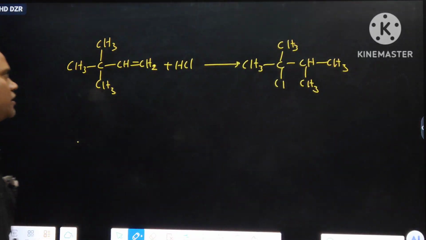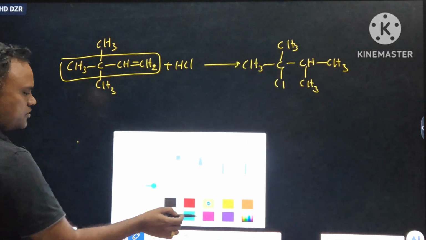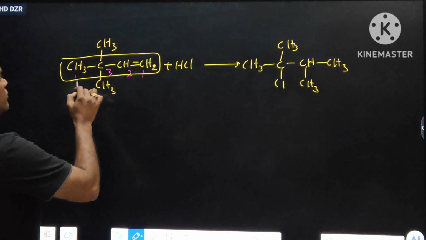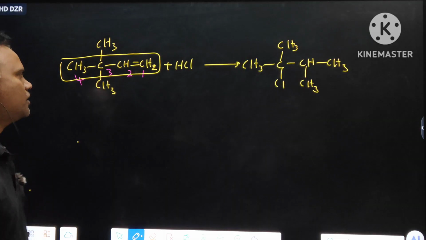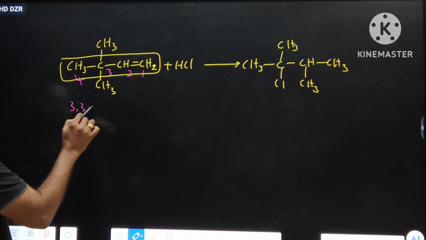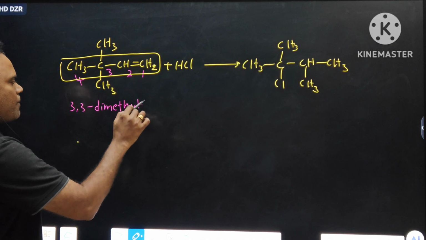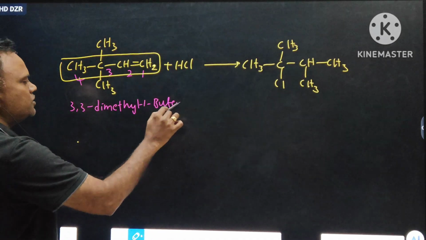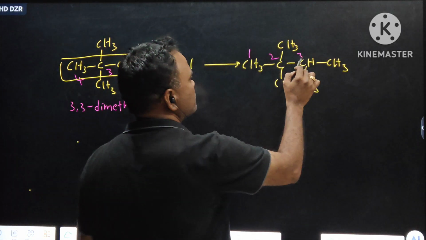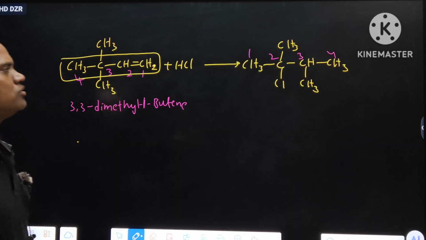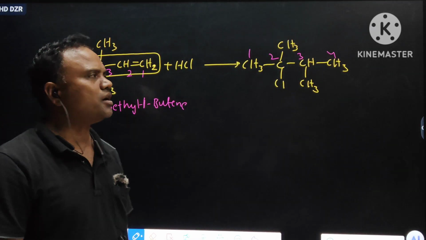Names are very important. What is its name? Give the name for this. Numbering 1, 2, 3, 4: it is 3,3 dimethyl 1 butene. And the product's name, numbering 1, 2, 3, 4, is 2 chloro 2,3 dimethyl butane.